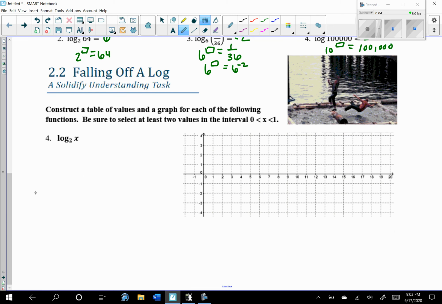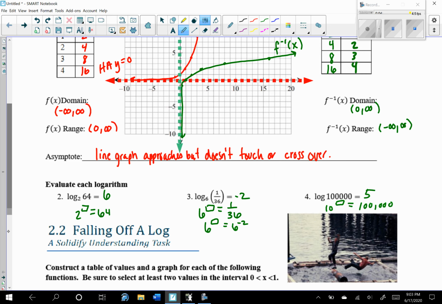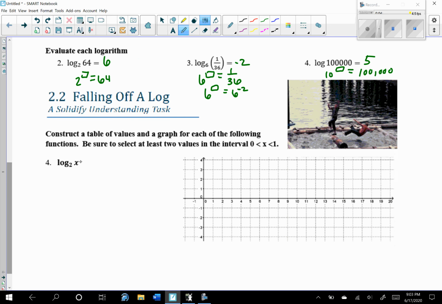Now, for this, we can go ahead and start the task. We're going to construct tables of values to help us graph logarithmic functions. And of course, we always want to make sure we're graphing the entire graph. So be sure to select at least 2 values in the interval from 0 to 1 for x, because that gives you these values that are approaching your asymptote. We actually just graphed the equation above, y equals the log base 2 of x, because we showed that that was the inverse of the exponential function. So I'm going to copy the tables below and put them down here.